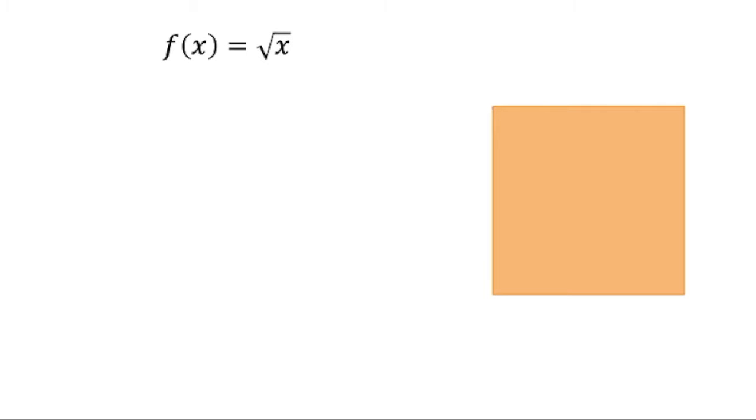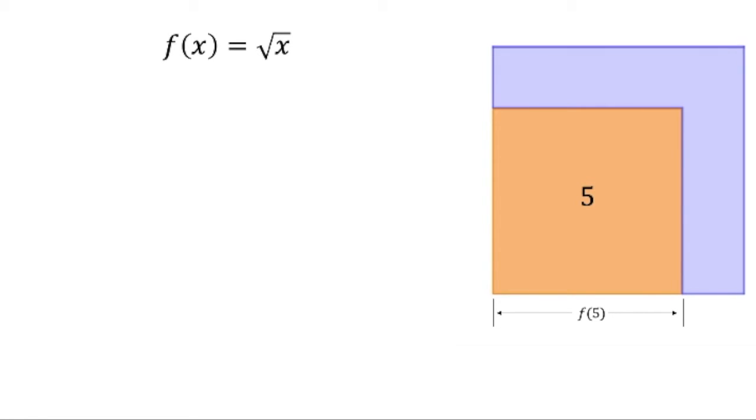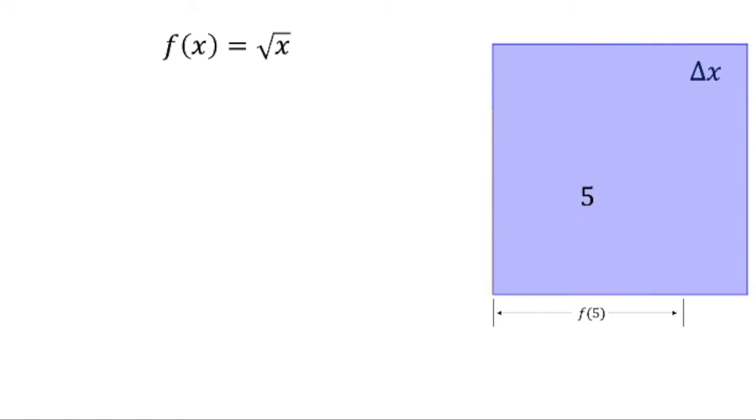Right now, the area of the square is 5 square centimeters. So the length of each side is the square root of 5 centimeters, which we can write as f of 5. Now imagine the square's area increasing by delta x square centimeters. Then the length of the side of this larger blue square will be f of 5 plus delta x centimeters.